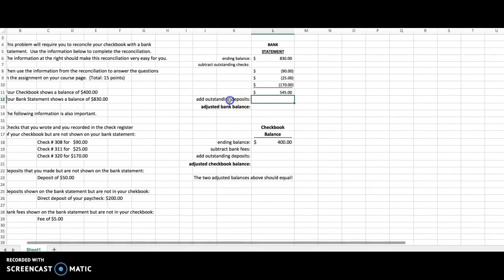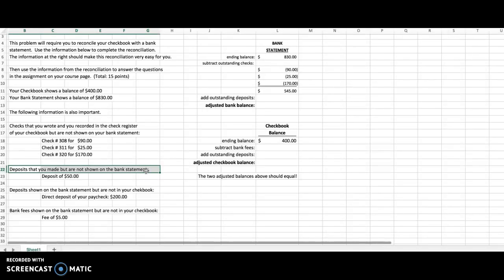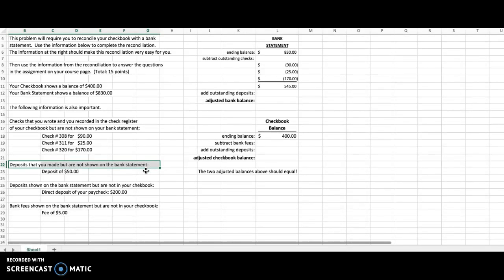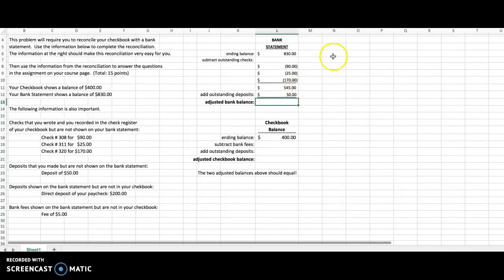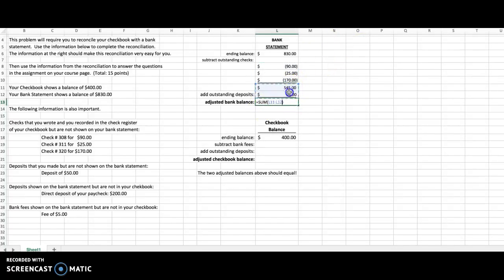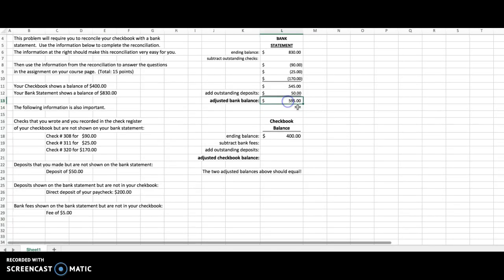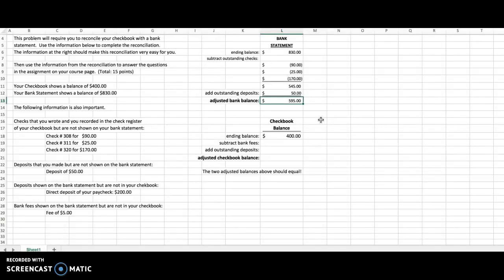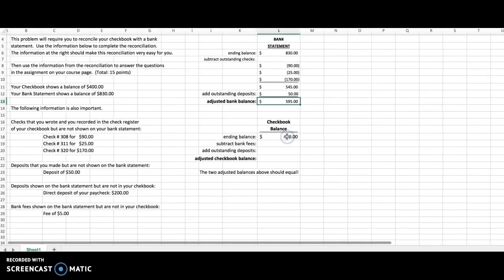So we're not finished yet. There are outstanding deposits. So down here it says a deposit that you made but not shown on the bank statement. Again, if the bank statement is dated March 20th and you deposited this March 21st, this deposit of $50 would not be shown. So we need to add that $50, and that gives us an adjusted balance of $595. So we're still not there. So now we've adjusted the bank statement. We've said the bank statement after these adjustments has an adjusted balance of $595. Your checkbook still says $400, so we're not there yet.